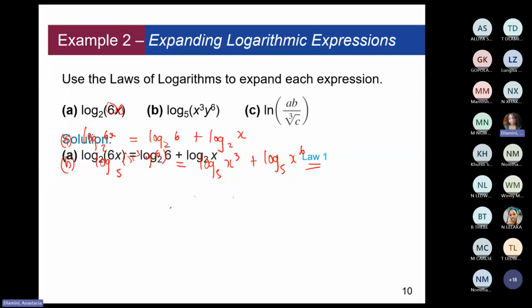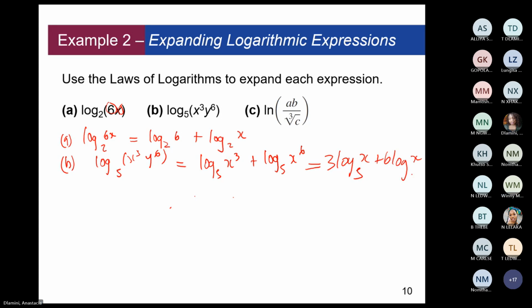So this is 3 log of x base 5, and this is plus 6 log of x base 5. Are we happy there? So meaning that C will be equals to, can you give me C? AB over root of 3C. Let's do C.